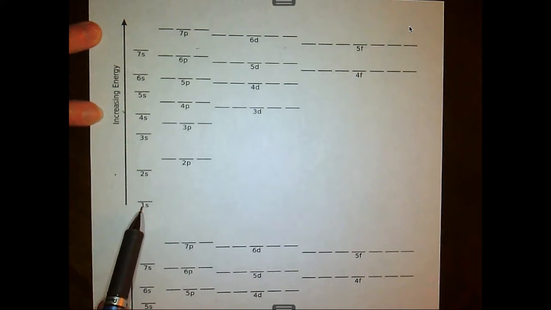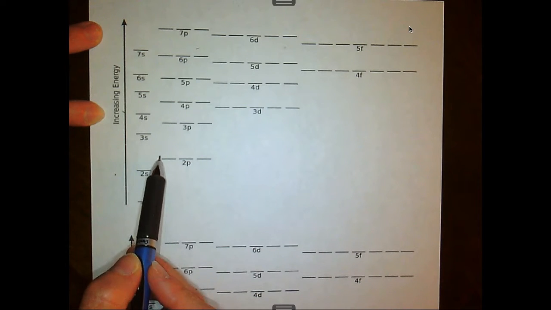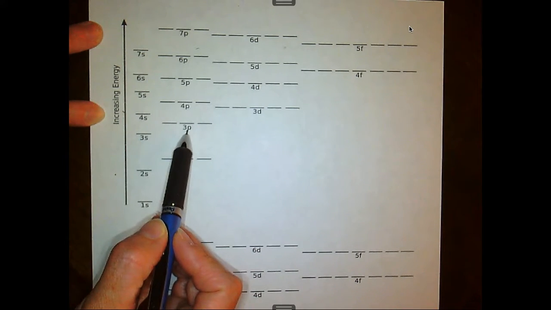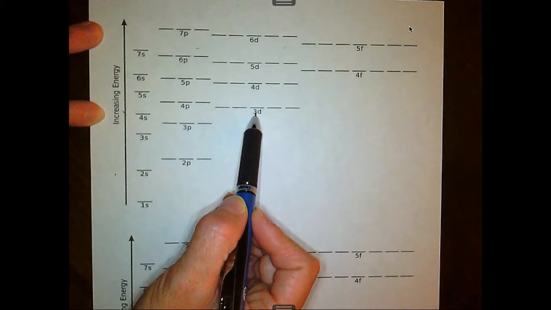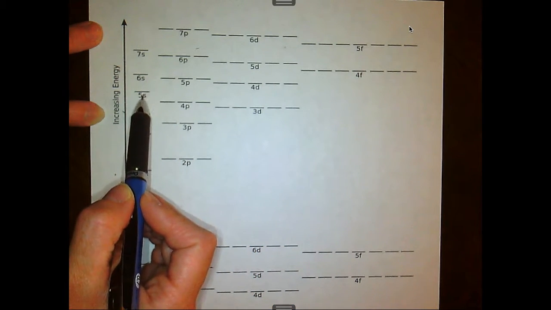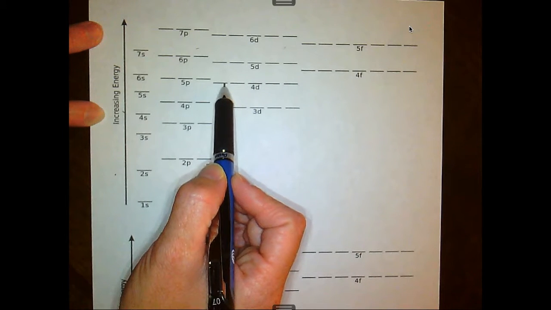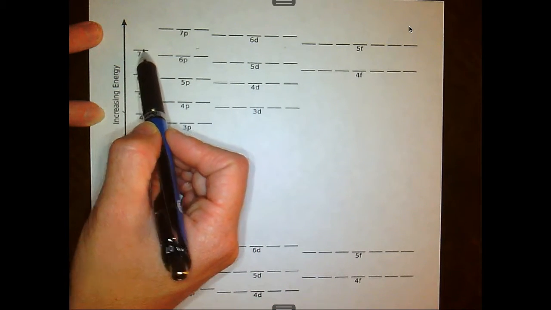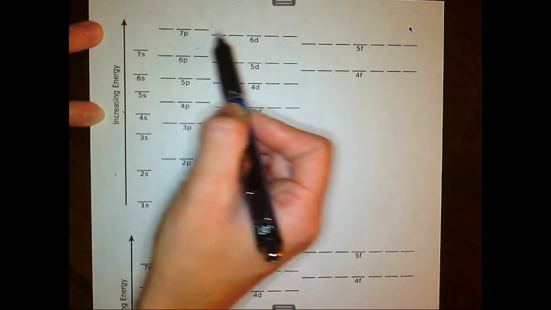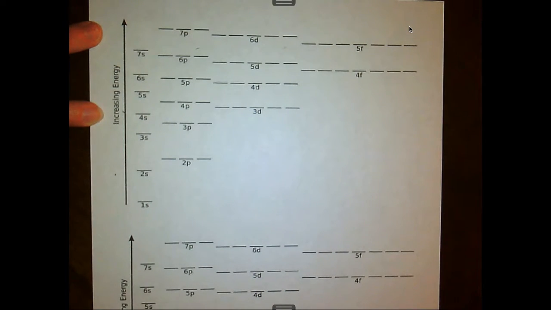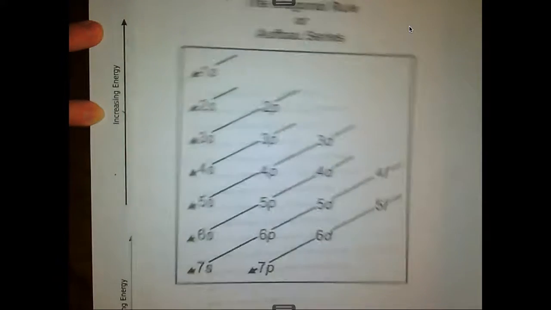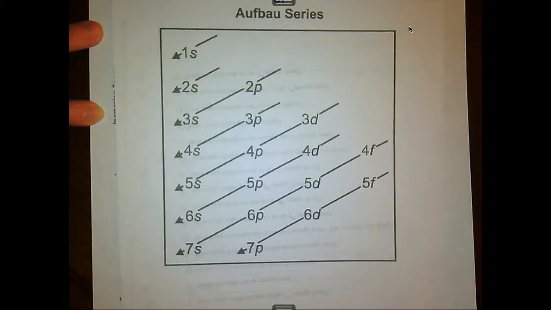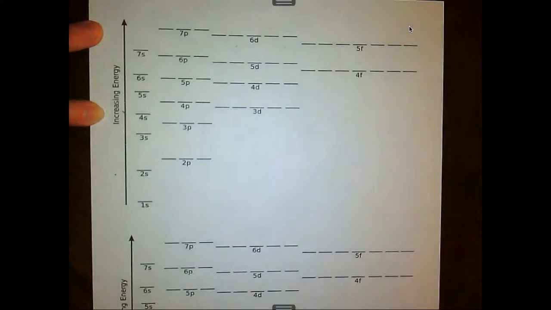So when we start putting electrons in here, we'll start with 1s, 2s, 2p, 3s, 3p, 4s, 3d, 4p, 5s, 4d, 5p, 6s, 4f, 5d, 6p, 7s, 5f, 6d, 7p. And so they go in that order. I'm not a big fan of this at all. I can talk more about this later, but once I show you how to use the periodic table, it will definitely make a lot more sense to you.